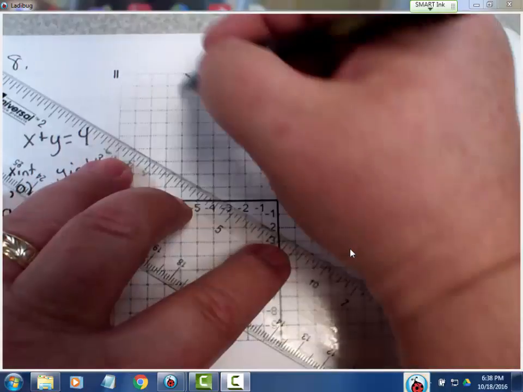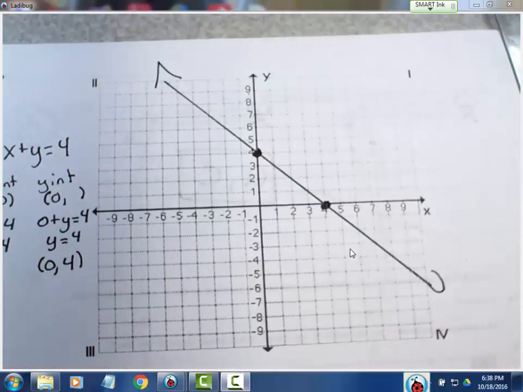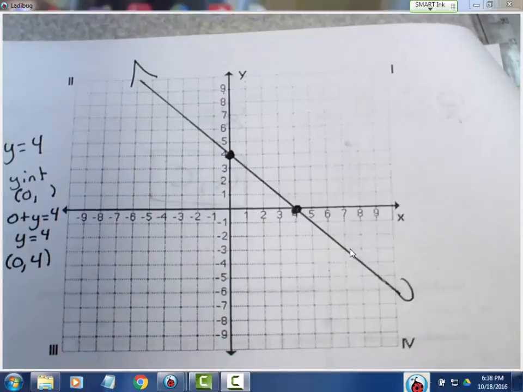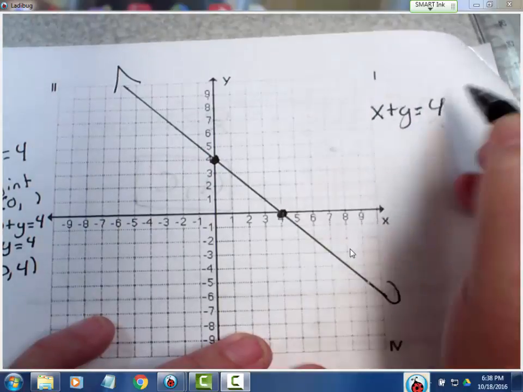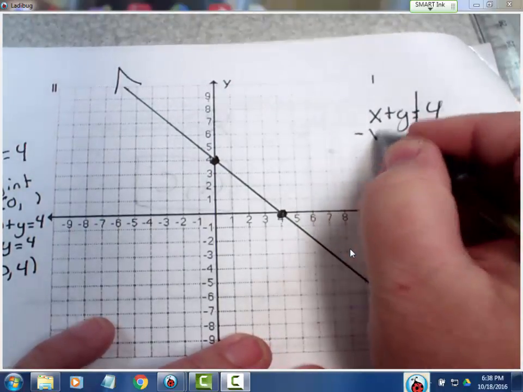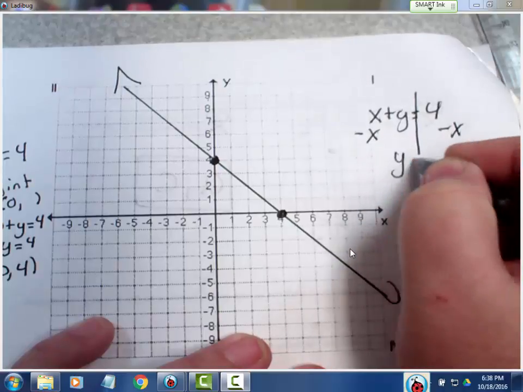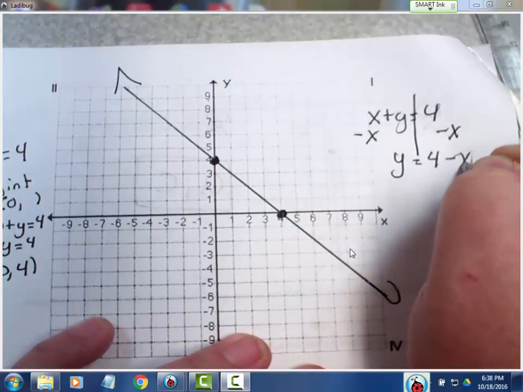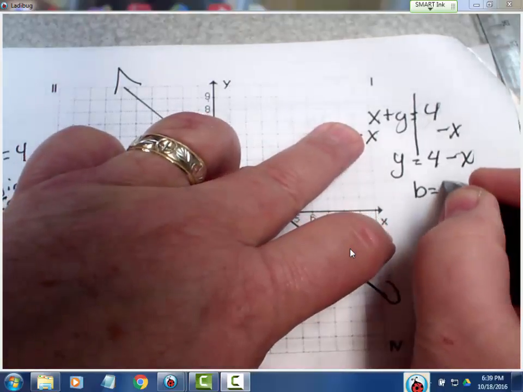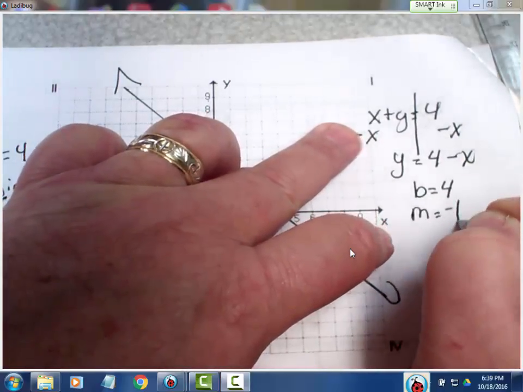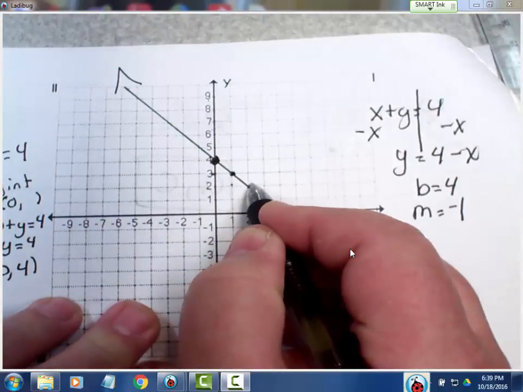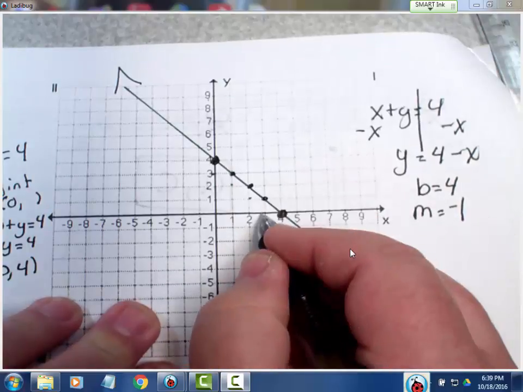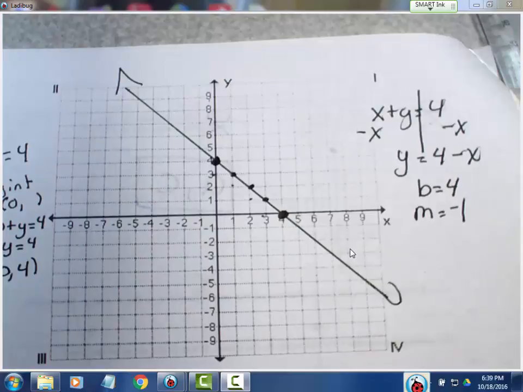Okay. All right. The other alternative is to solve the equation for y and then graph. So if we had x plus y equals 4, to get y by itself, we would subtract x, and we end up with y equals 4 minus x, which means my y-intercept, or b, is 4, my m is negative 1. So I come to 4 and I count down 1, over 1, down 1, over 1, down 1, to the right. And I end up at the same spot. Okay? So either method would work.